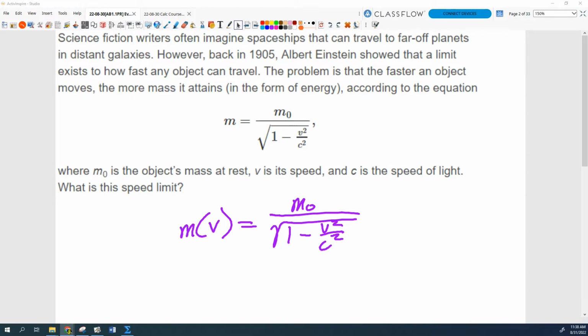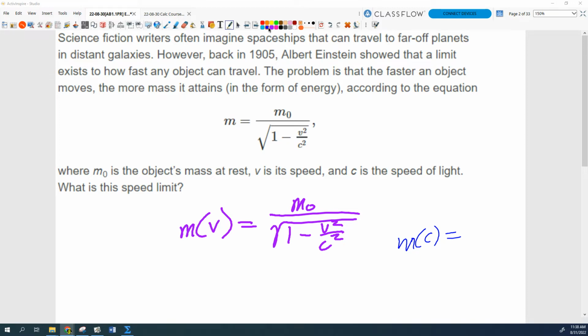If we wanted to calculate m of c, what would I get if I evaluated that function at c? Well, v turns into c then, right? I'm substituting c in for v, the independent variable. So I would get m naught, m sub 0. Whenever we have something that's sub 0 like that, we call it naught in physics and math. So m naught divided by the square root of 1 minus c squared over c squared. Well, what's c squared over c squared?